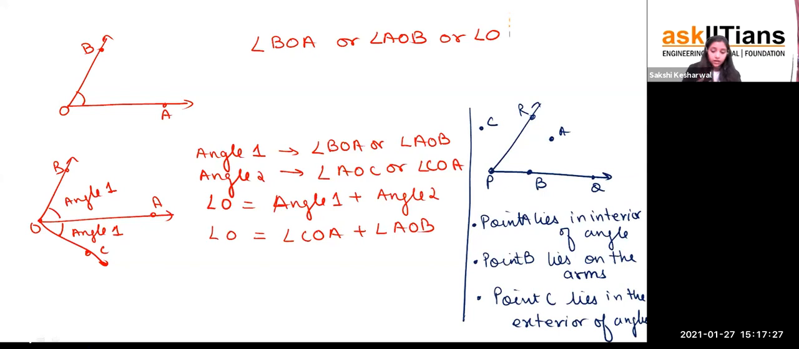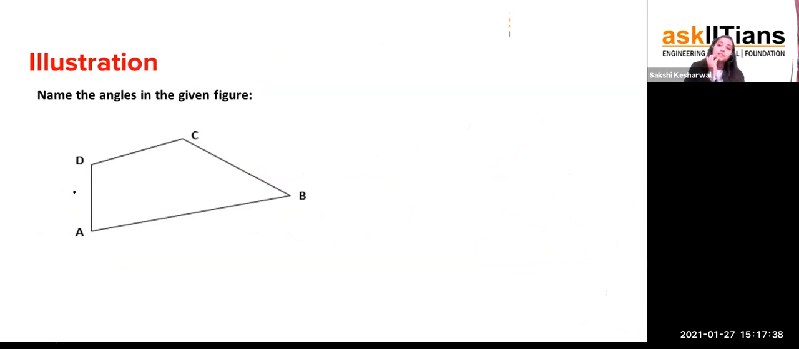Or we can say the arms or the boundary, whatever you feel like. Both will work, right? Coming to an illustration, it says name the angles given. So there are many angles given. This is angle A, this is angle B, this is angle C, this is angle D, right?